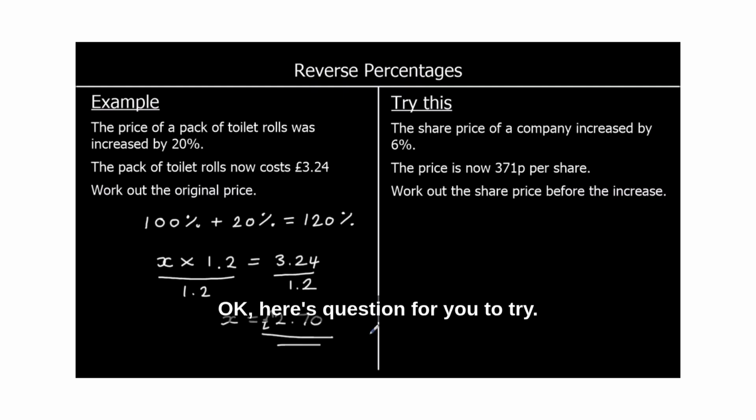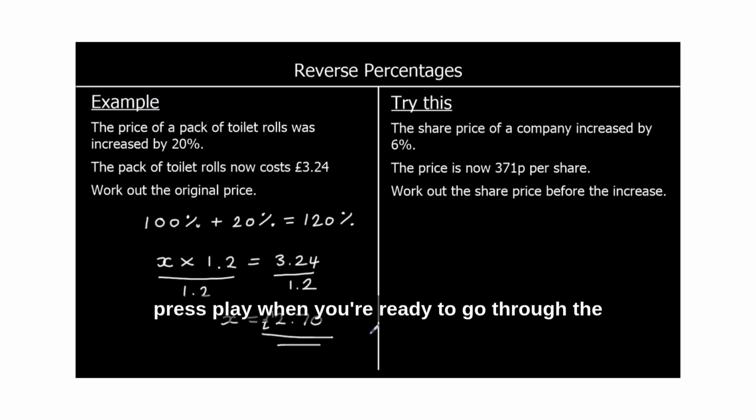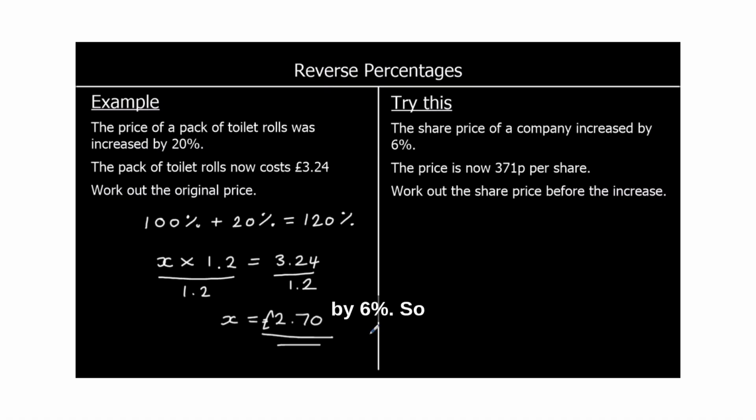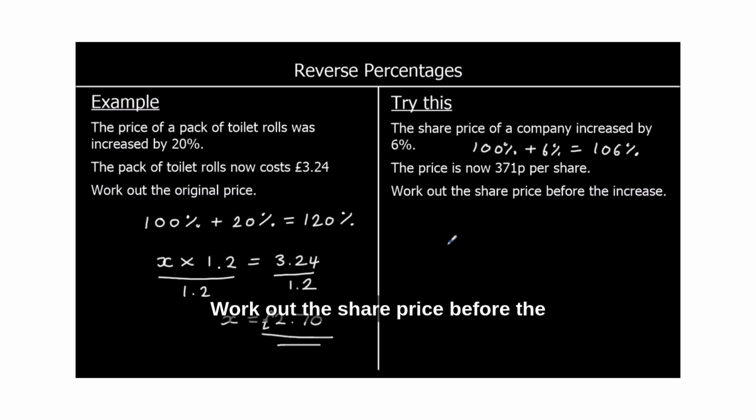Okay, here's a question for you to try. Pause the video, give it a go, and press play when you're ready to go through the answer. A share price of a company increased by 6%. So 100% plus 6% is 106%. The price is now 371 pence per share. Work out the share price before the increase.